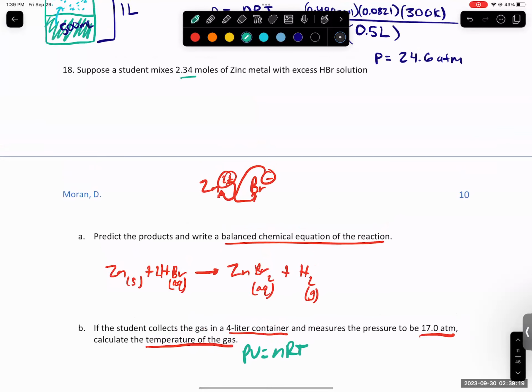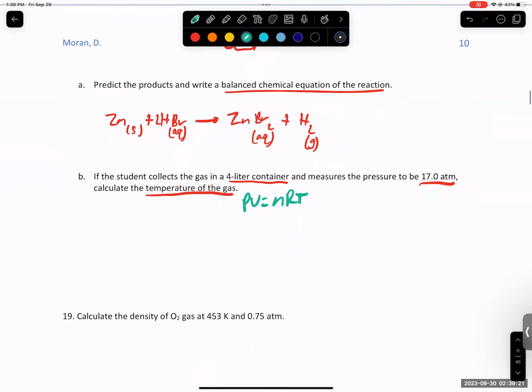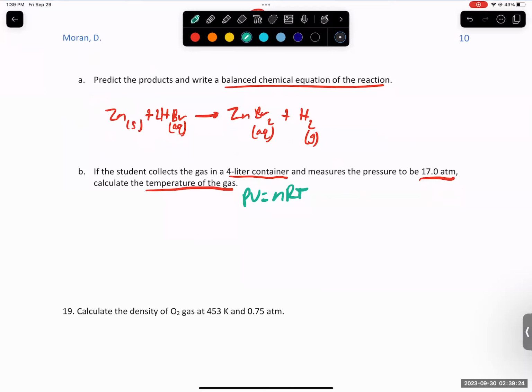But before we do that, there's 2.34 moles of zinc metal. How do I get from moles of zinc metal to the moles of hydrogen gas? Molar ratio, which is what in this case? 1 to 1 to 1. So moles of Zn equals the moles of H2. So now we have everything we need to plug into our equation. You always try to find the gas, because this is the ideal gas law, so you can only do it with gases.